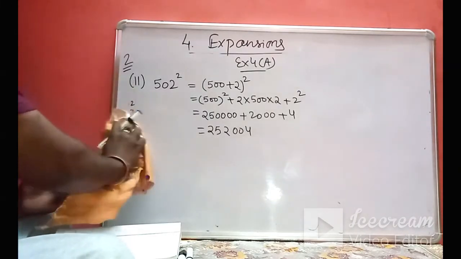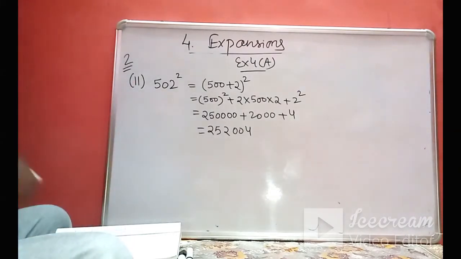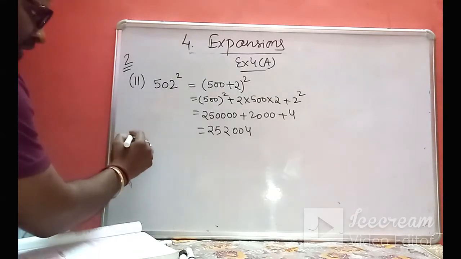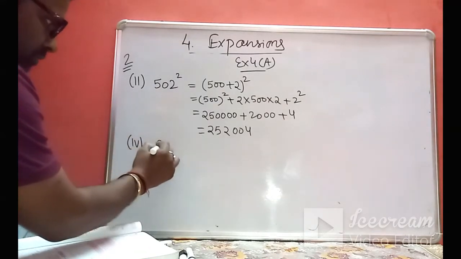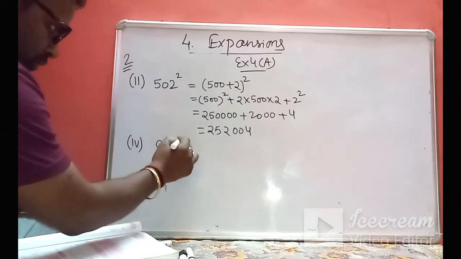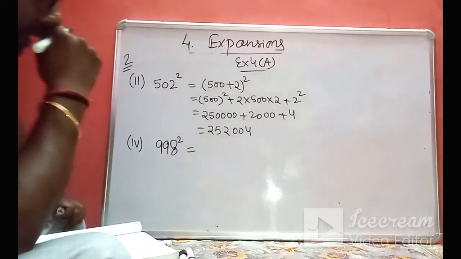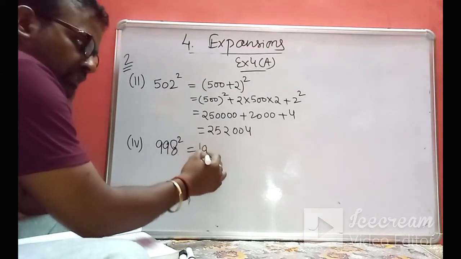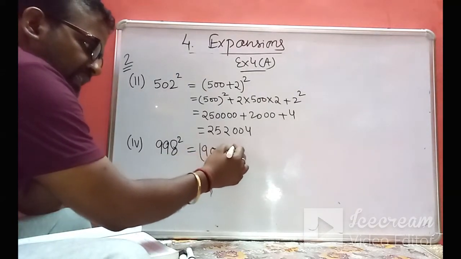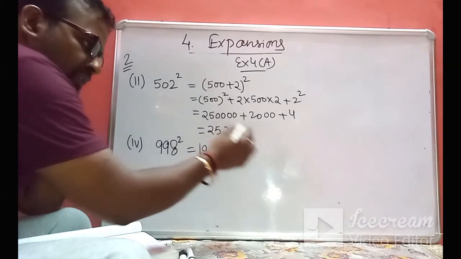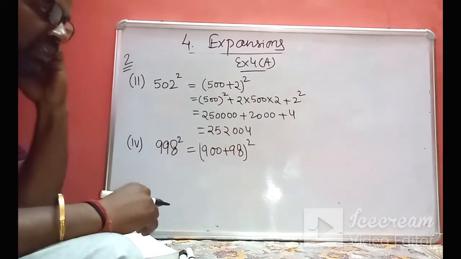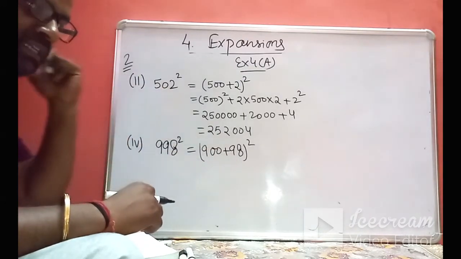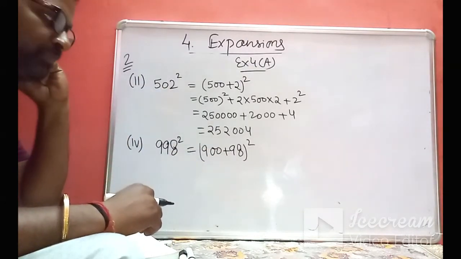So here we have used (a plus b) whole square. Suppose we wish to use (a minus b) whole square, like 998 whole square. Now see, 998 whole square is there. Of course, you can write it as (900 plus 98) whole square, but the thing is, when you again calculate the square of 98, it will take a lot of time.